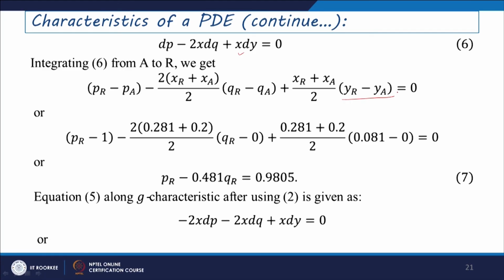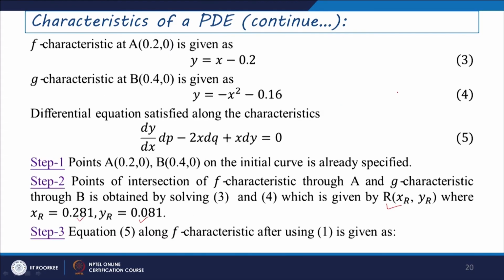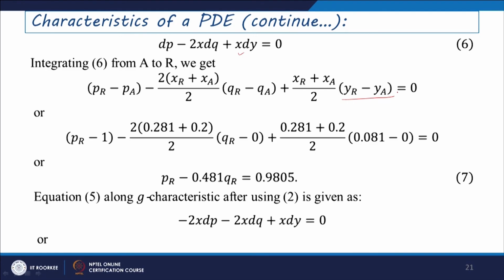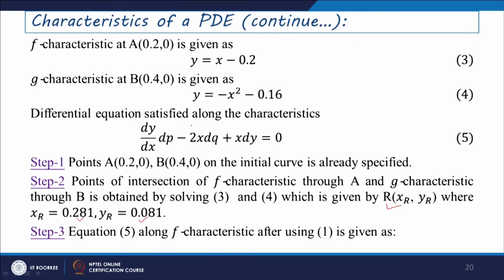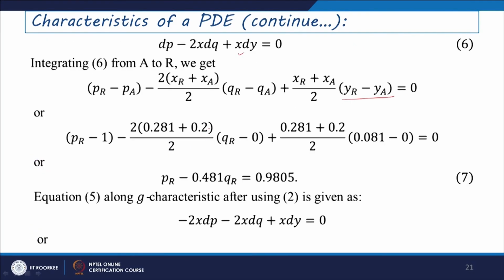And if you put all these points here, we can write this point as 1 and 0, which we are considering. So, that is why it is written as pr minus 1 minus 2 into the average points we have already computed here, 0.281 and 0.2, by 2, into qr minus 0 plus (0.281 plus 0.2) by 2 into 0.081 minus 0, this equals 0. If you solve this equation, it takes this form: pr minus 0.481 qr equals 0.9805 here.